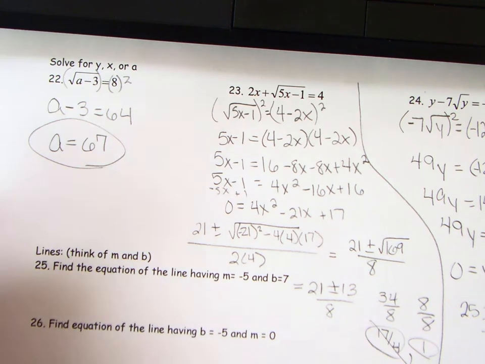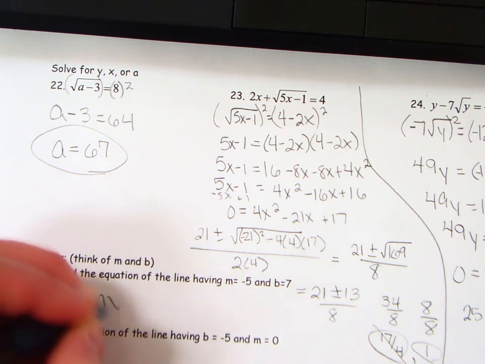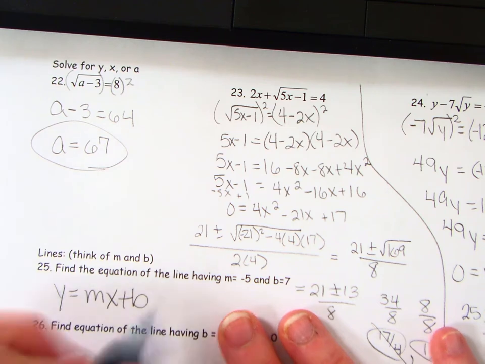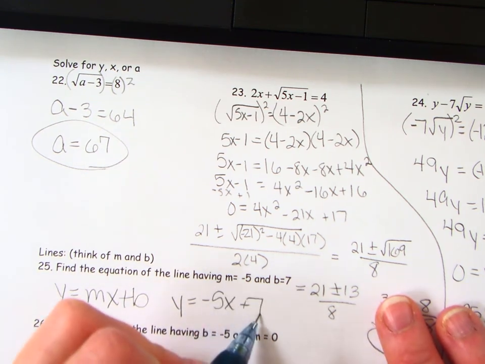Alright, moving on. We got some more Algebra 1 stuff. We're going to find the equation of the line, slope, intercept. We know y equals mx plus b. So this one's giving us m and it's giving us b. So it's pretty easy. Y equals negative 5x plus 7. That's it. Alright, a lot easier on those ones than the previous ones.